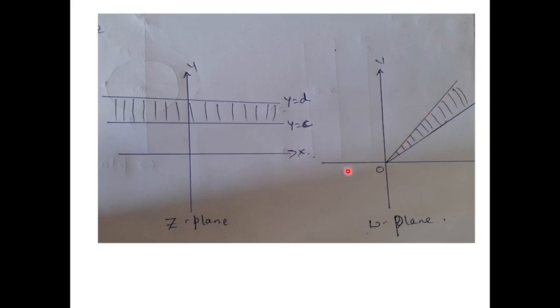So this is the image of the W plane. A line parallel to real axis in Z plane is transformed to lines like that.